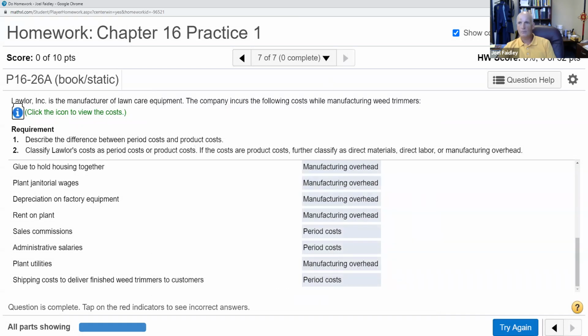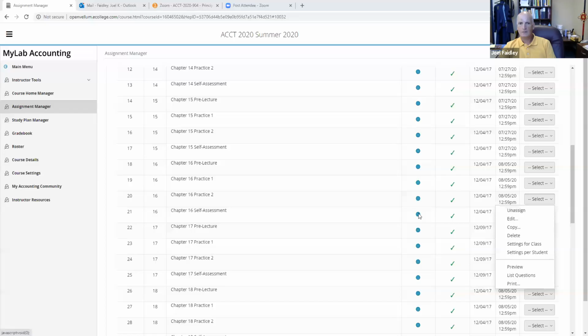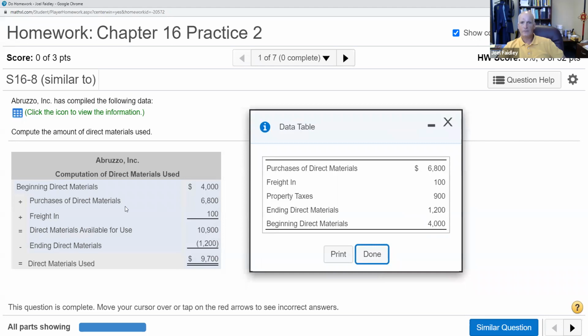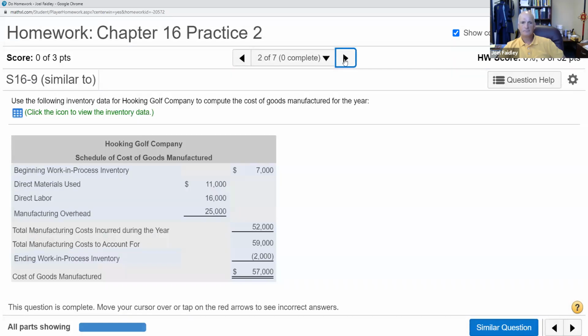All right, so that's practice set one. Look at practice set two. Another one of those exercises: you start with your beginning inventory plus your purchases plus freight in, which gives materials available, minus any ending inventory, gives me my direct materials used.